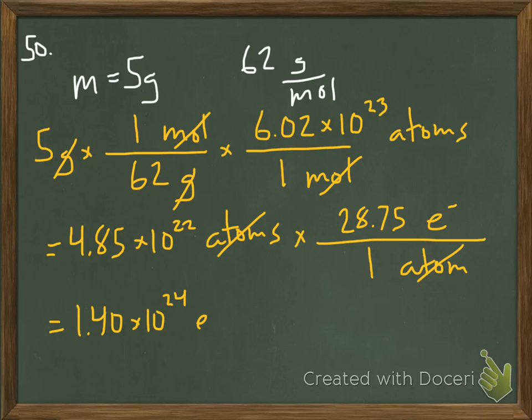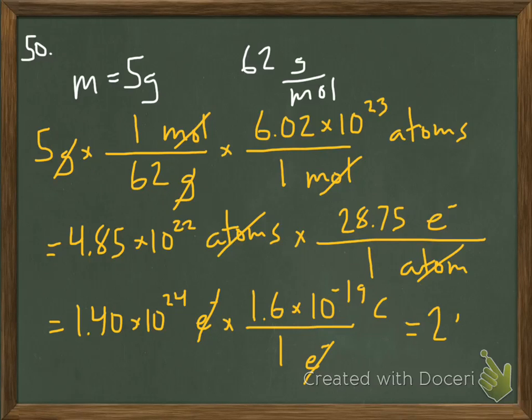We've got to find coulombs. So I know how many coulombs are in an electron. If you forget, it's in the textbook, it's on Google. Do what you got to do. It's just a standard conversion factor. So now we have coulombs.